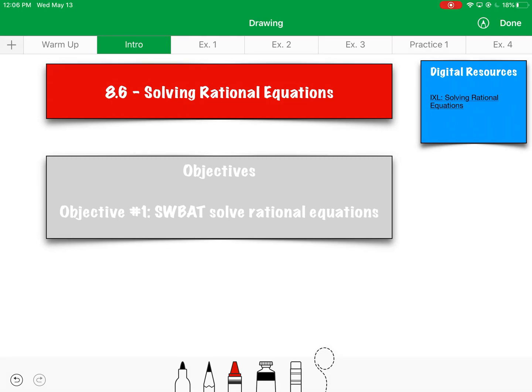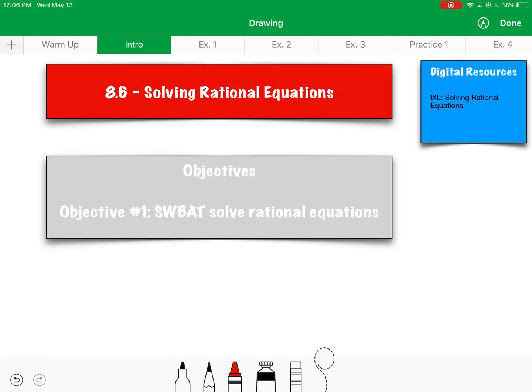All right, today we're jumping forward into section 6 of chapter 8. Notice we're solving rational equations now. So far we have simplified rational expressions. We've added them, subtracted them, multiplied, and divided them. So the only thing left really to do is solve equations involving them.